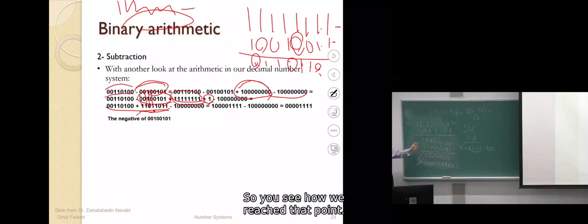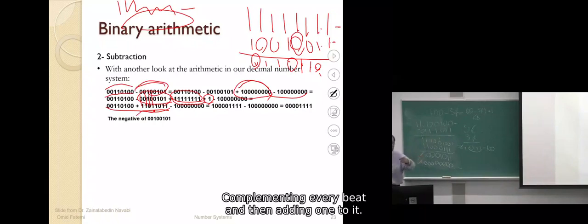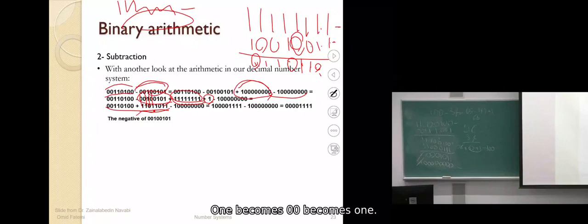So you see how we reached that point. Instead of subtracting these two, we add the number to its 2's complement. This is 2's complement. So how to calculate 2's complement? Complementing every bit and then adding 1 to it. Complementing is easy. 1 becomes 0, 0 becomes 1. And then adding 1. Yes?